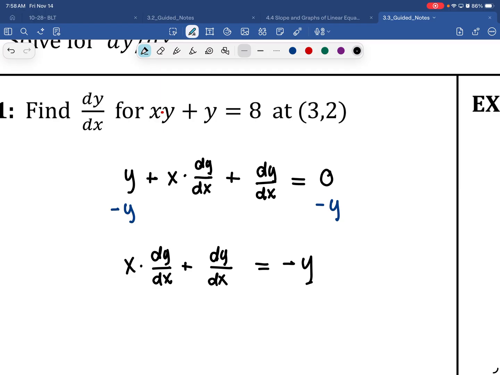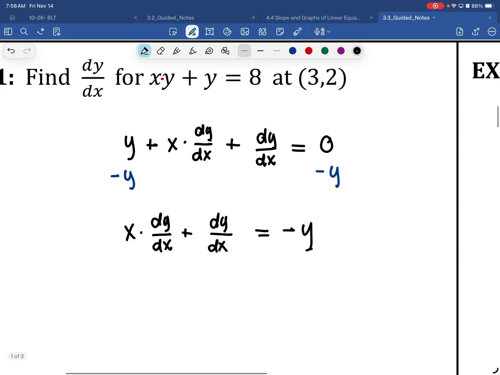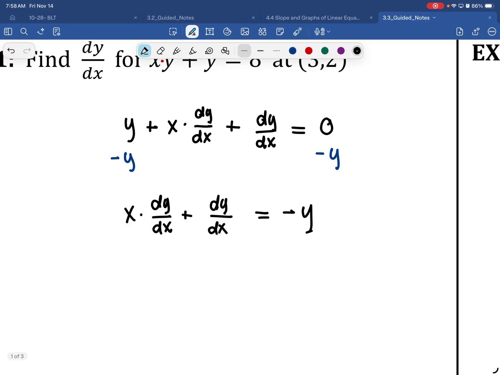The reason you want to get all the dy dx's on one side of the equal and everything else on the other side is so that you can factor out a dy dx. It's like the distributive property in reverse. The first dy dx is multiplied by x, plus the second dy dx is multiplied by an understood 1. Are we good?